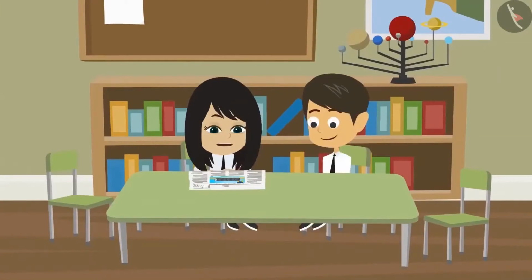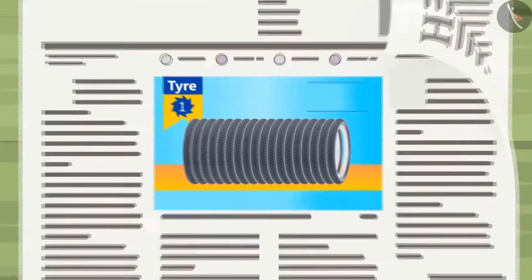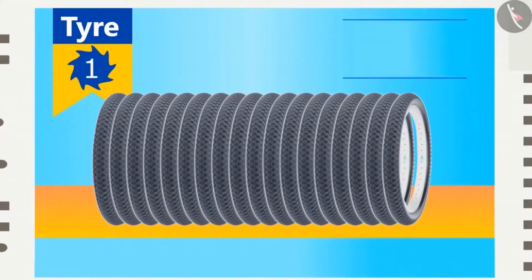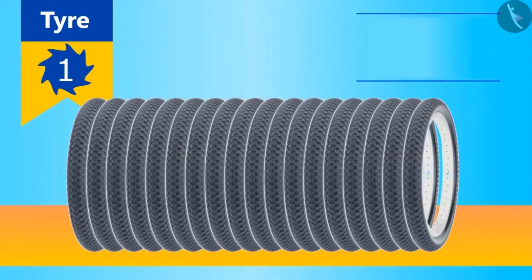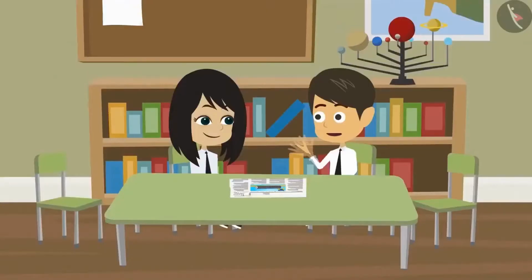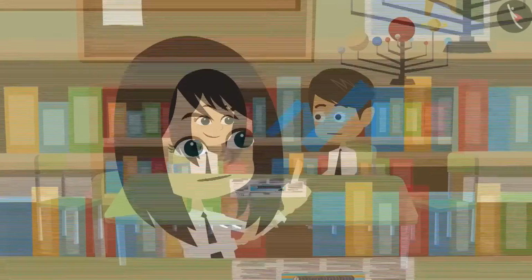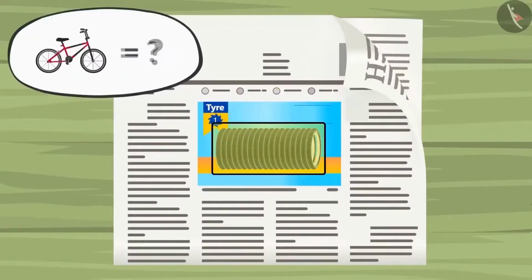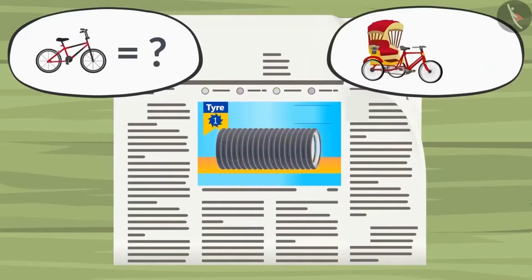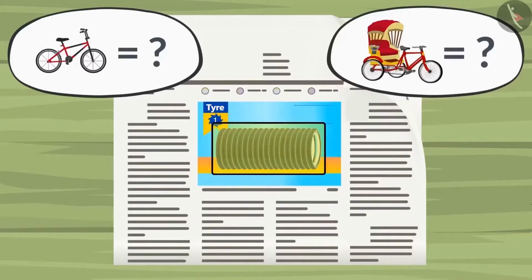Look, Reyansh, there are so many tires printed on this newspaper. This is definitely an advertisement of a tire. Maybe, but can you tell me which vehicle these tires belong to? Yes, this is a bicycle tire. But it can also be a tire of a rickshaw. If these are bicycle tires, how many bicycles do they belong to? And if these are rickshaw tires, how many rickshaws do they belong to?